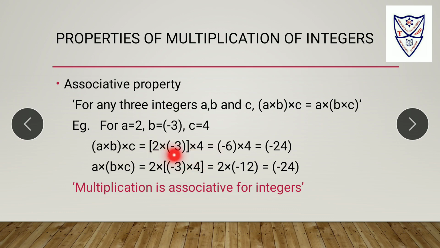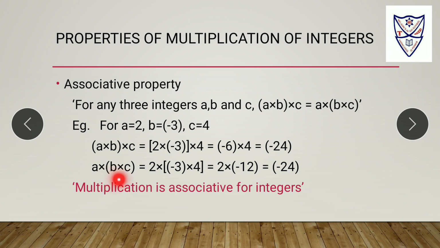Now first of all we will open this big bracket. 2 multiplied by minus 3 means one negative sign, so the answer will become negative. 2 threes are 6, and minus 6. So minus 6 multiplied by 4, again negative sign will come. 6 fours are 24, so minus 24 is the answer.